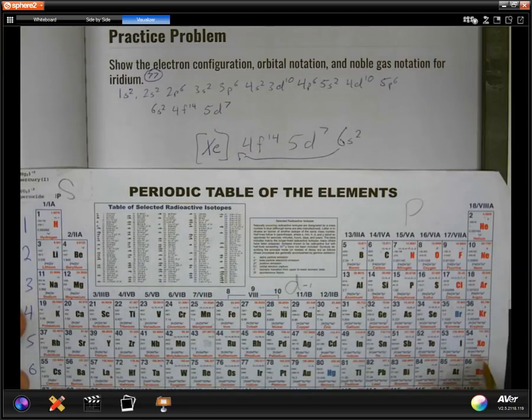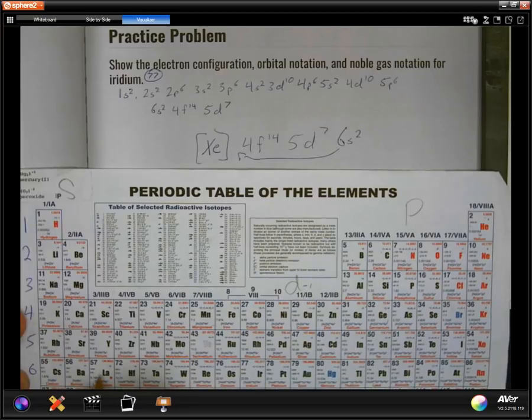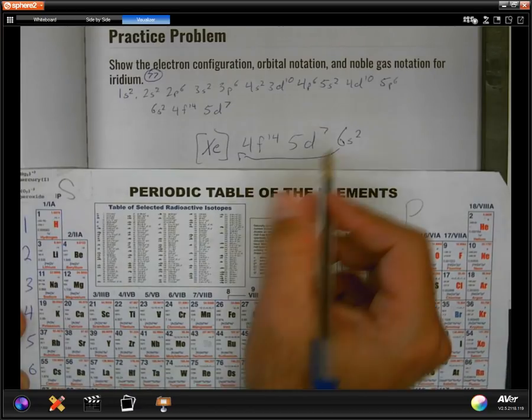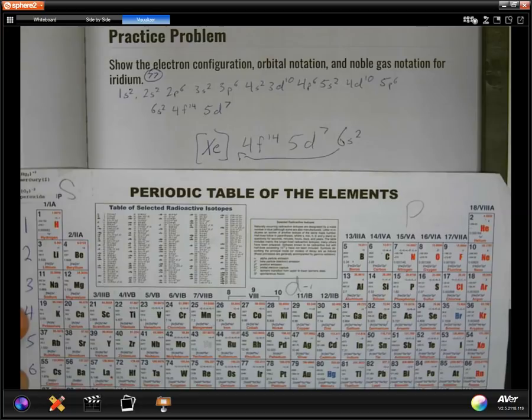But after xenon, we jump down to 6s2. After 6s2, we jump down to 4f14. And after 4f14, we jump back up to 5d. And we go 1, 2, 3, 4, 5, 6, 7. Got it.